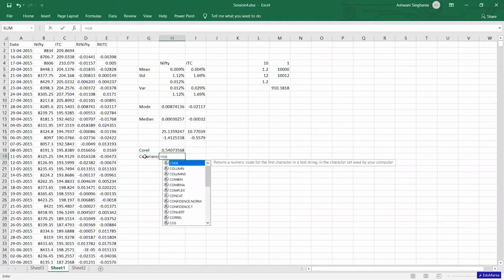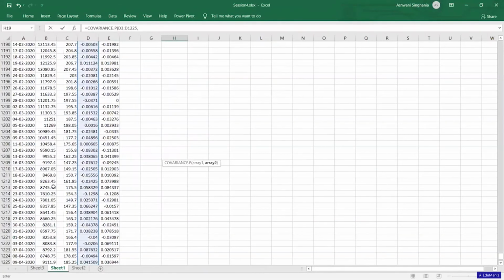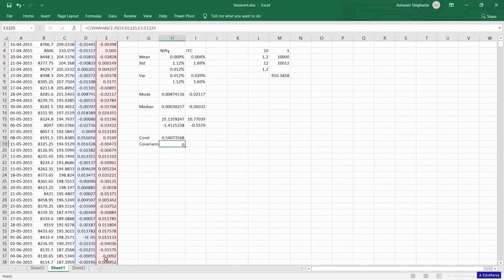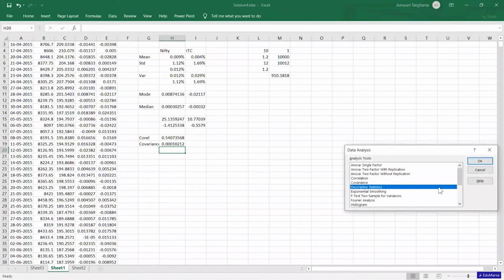So covariance we can calculate. So there are again the array 1 and array 2. So this is the covariance, right? Now let's look at some other things as well. Data and then data analysis.